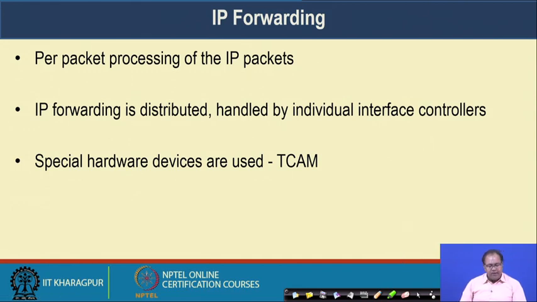Now, in IP forwarding, we need to do per packet processing of the IP packets. IP forwarding is distributed in the sense that it is handled by the individual interface controller. These network interfaces are kind of microcontrollers. So, you have an interface controller there, and the interface controller handles the packet forwarding for packets coming to a single interface. For this packet forwarding we use special hardware devices, the TCAM, ternary content addressable memory, which makes a fast match between a table and a corresponding input.